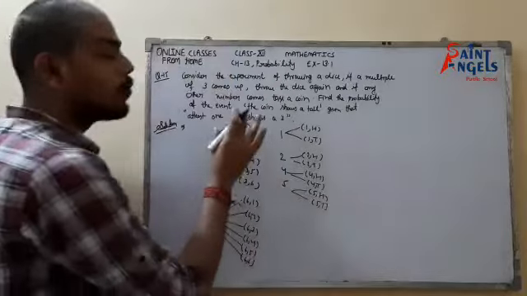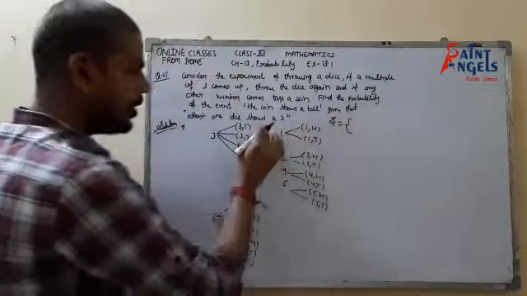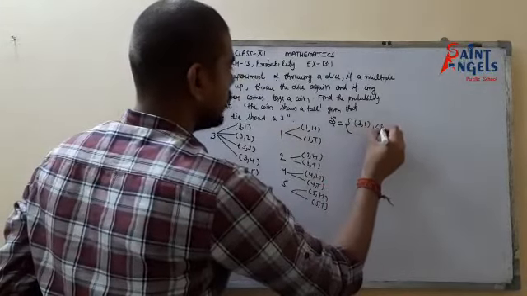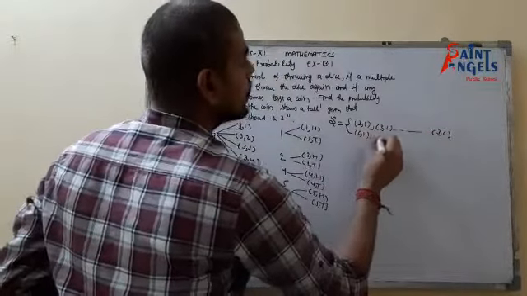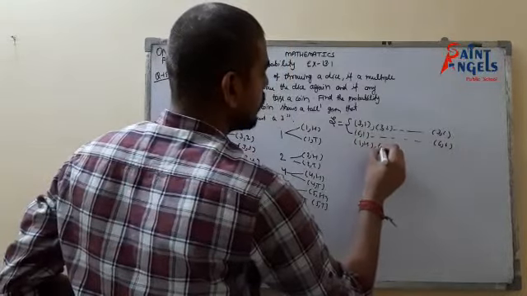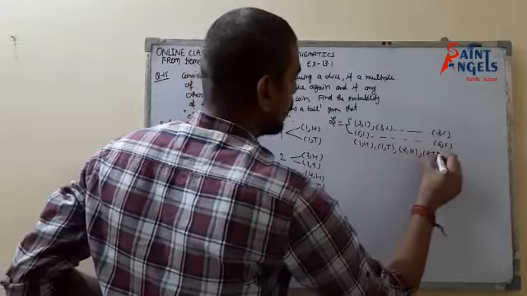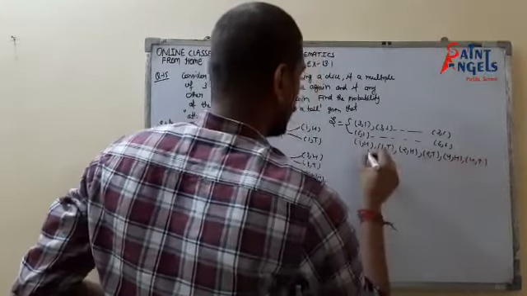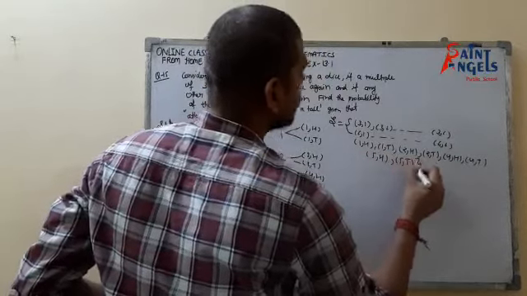Now for this experiment, the sample space would be all these elements: 3,1, 3,2 till 3,6, 6,1 till 6,6, 1H, 1T, 2H, 2T, 4H, 4T, 5H, and 5T. So this is our sample space.